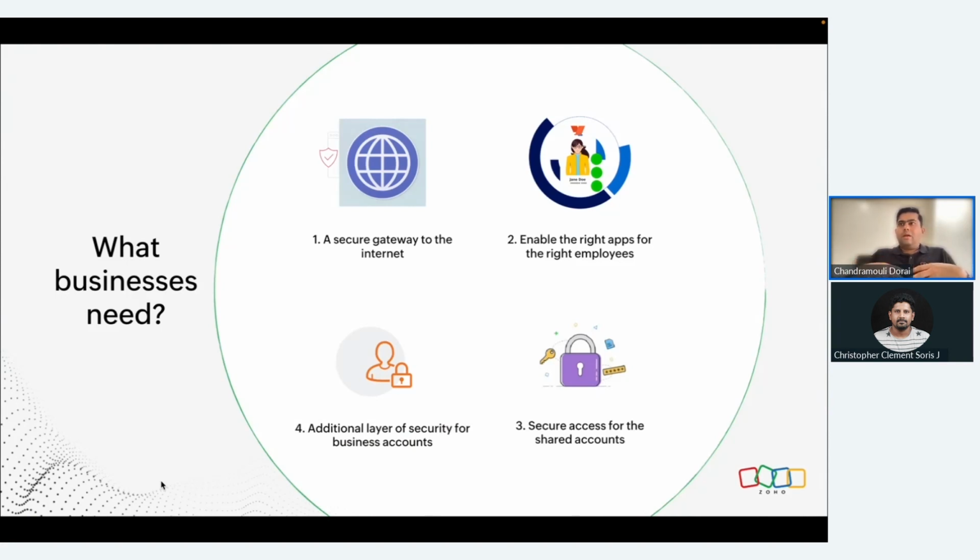As a marketer, I need to check our social media profiles and other tools to see how our application is performing across the globe. So first, I need to access the internet, and then I need to get access to the right set of apps based on my job role. And then for the shared accounts, I need to have secure access for these brand assets. Say, for example, the Zoho World Twitter account, Zoho World Facebook account, Zoho World other marketing tools accounts.